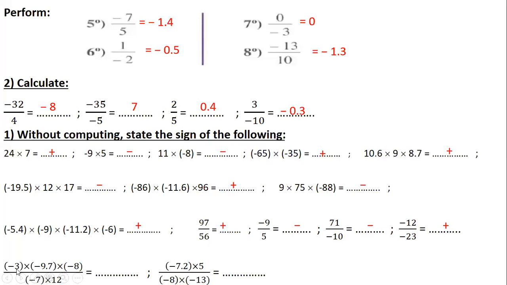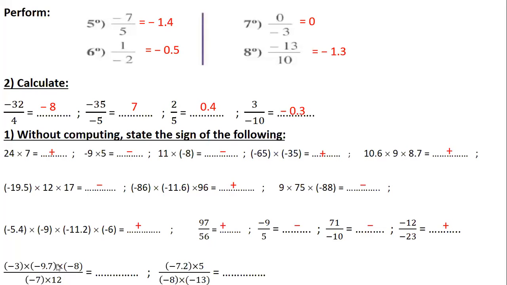I have -3 times -9.7 times -8 over -7 times 12. This fraction, I cannot solve it directly in one step. I should find the sign of the numerator over the sign of the denominator to know the sign of the answer. I want to ask Aya. Yes, Aya.